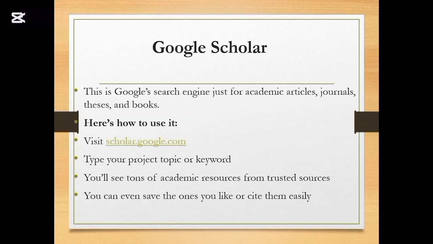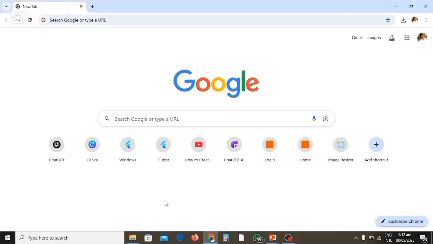When you log into the website, you type your keywords of your project, that's the project topics, then you will see a lot of materials from trusted sources, from different individuals and authors that have done their projects in areas similar to yours, so you can also save one or many of them to use for reference purposes. So let's dive into the practical aspect of the website, how to use Google Scholar for your project work.